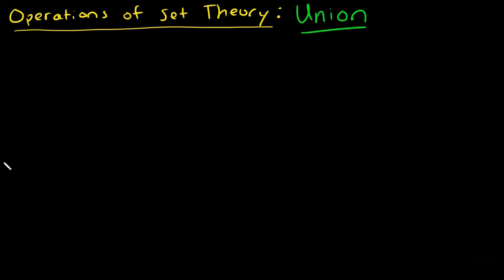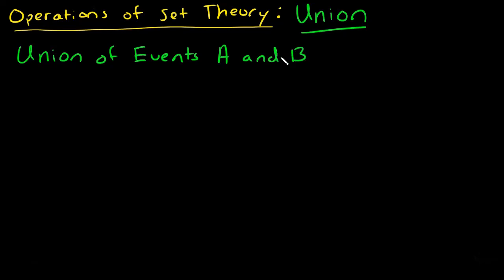All right, in this video, we're going to talk about unions. You can have the union of more than two events, but for simplicity, just to begin talking about unions, let's think about the union of events A and B. So you can have more than two, but let's just talk about two to start with. So we have events A and B. The way we would write this is A ∪ B. It's like a capital U, and that stands for the union between A and B.